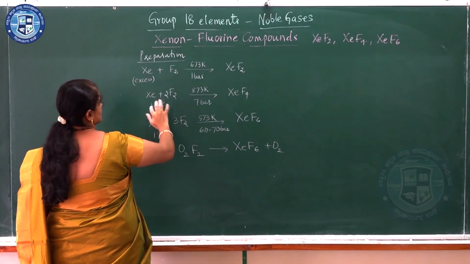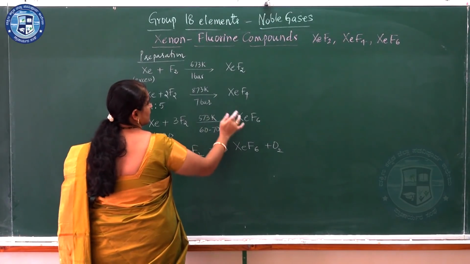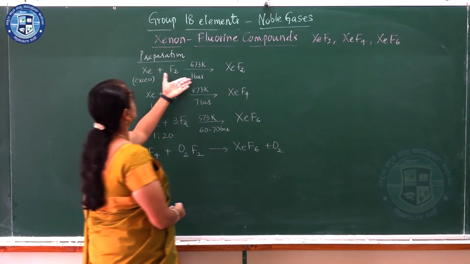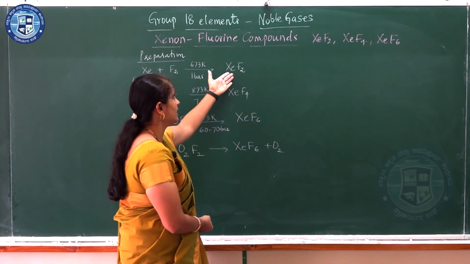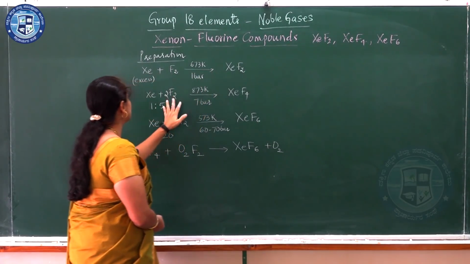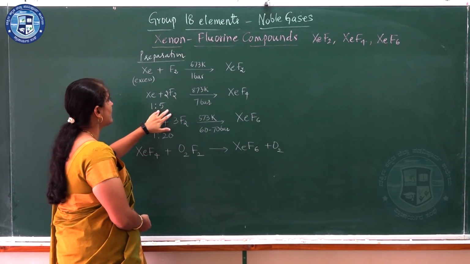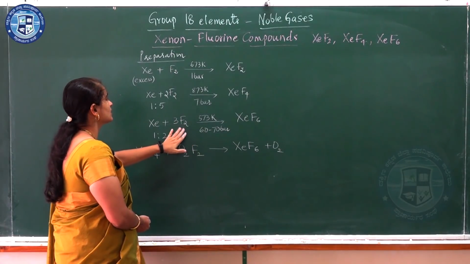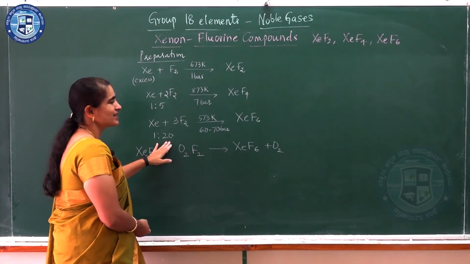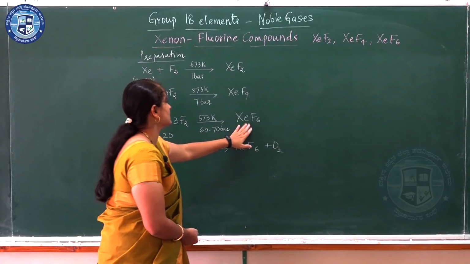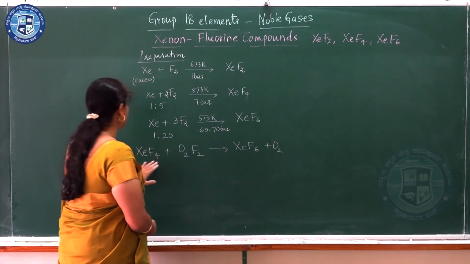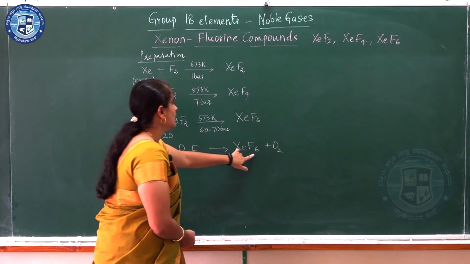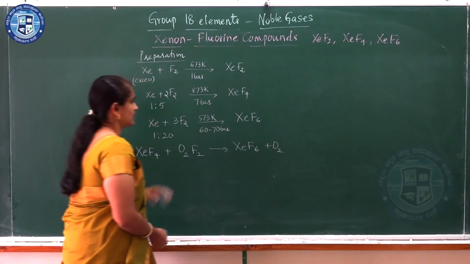If you keep changing the ratio, we keep getting different compounds. If I take 1 F2 under these conditions of temperature and pressure, I end up with xenon difluoride. I'll take 2 in the ratio of 1:5; at these temperatures, I'll end up with XeF4, and lastly with 3 molecules of F2 in the ratio of 1:20, I end up with XeF6. XeF6 can also be obtained from XeF4 by treating with O2F2 as it is.